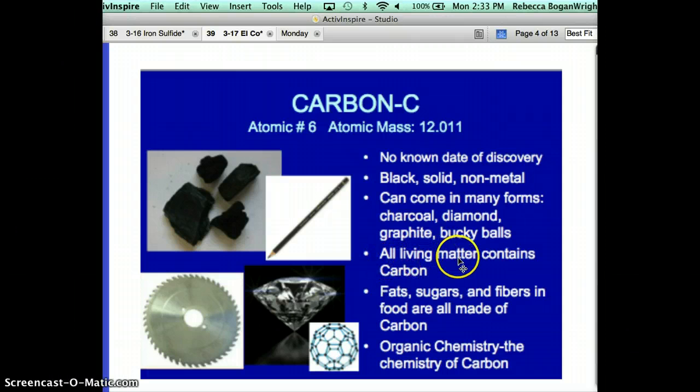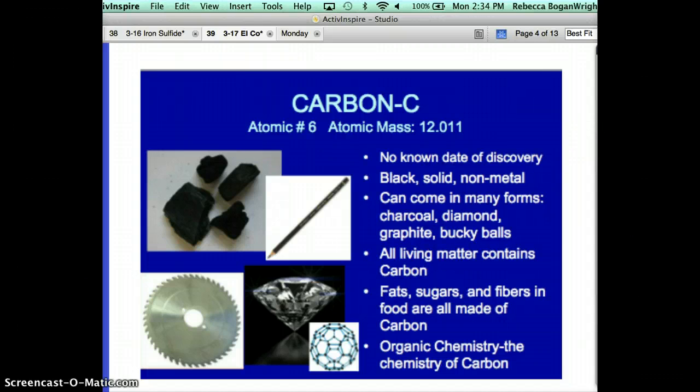All living matter contains carbon. If it's alive, whether it's a plant or an animal or a human being, it is considered to be carbon-based. Fats, sugars, and fibers are all made out of carbon, and organic chemistry, which is the chemistry of all living things, is all based off of carbon. So carbon is found in a lot, carbon is the basis for all living things. So I hope you got that for the element of the day.